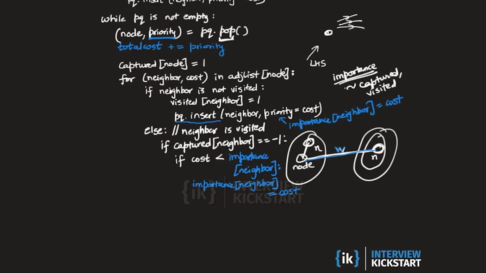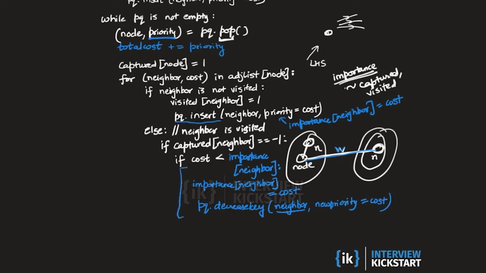which also means that we might have to move that neighbor around in the priority queue to bring it closer to the head of the queue. So this is where we appeal to that decrease key operation. We have to do a decrease key operation on the priority queue. We have to go to this vertex called neighbor in the priority queue, and set its new priority value to be equal to the cost.